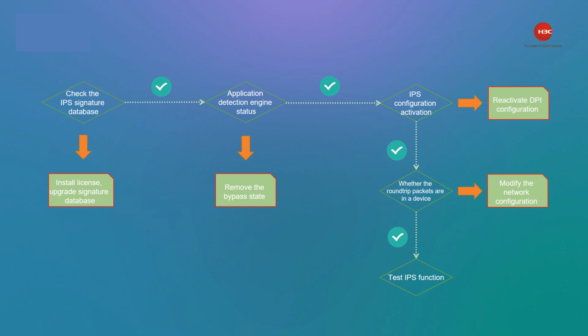Provided that the configuration is correct, if the site is a cross-frame aggregation, dual master network, you need to ensure that the round-trip packets are processed on the same device. Finally, you can set up a simple test environment to test whether the IPS function of the device is normal.